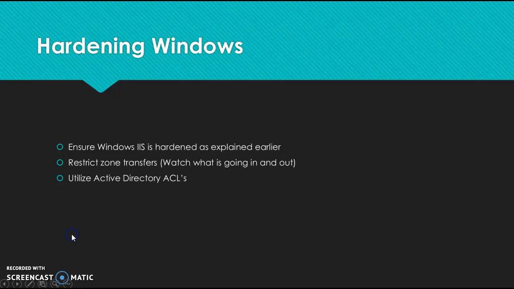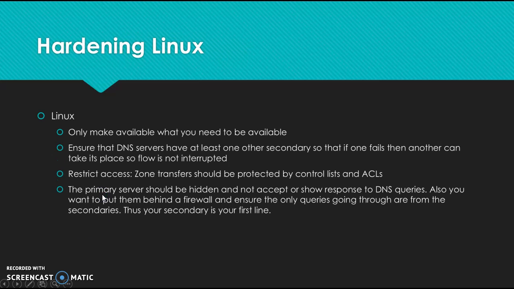So for hardening for Windows, you want to make sure the Windows IIS is hardened, as we explained earlier in the previous presentation. You want to restrict zone transfers. You kind of want to watch what's going in and watch the information going out. And you want to utilize the ACLs, the Active Directory. For hardening for Linux, only make available what you need to be available. Ensure that the DNS servers have at least one other secondary, so if one fails, another can take its place, so workflow is not interrupted.